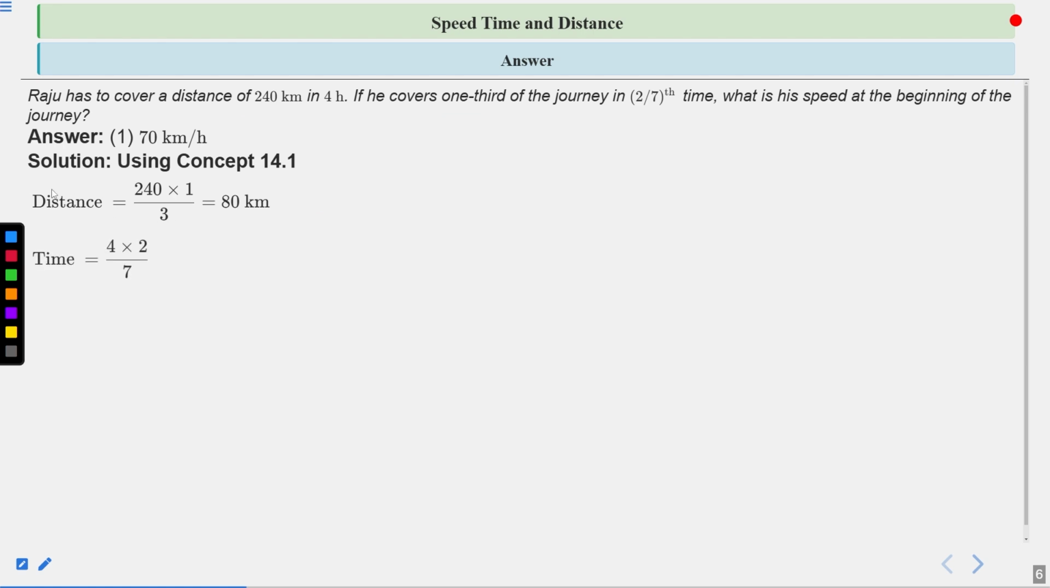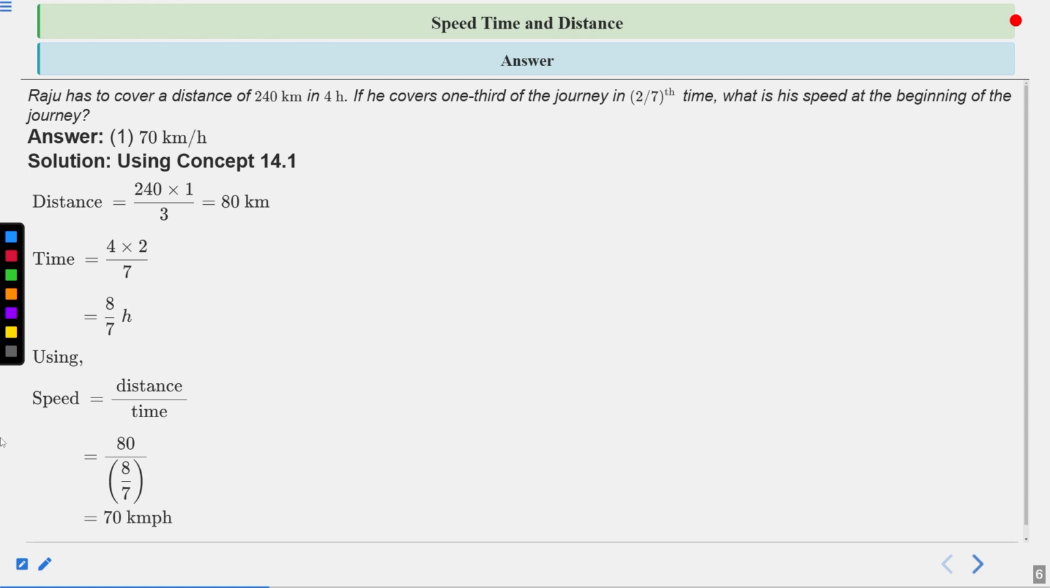So time is 2/7 of the total time. So 4 into 2 by 7, we get 8 by 7 hour. So using the formula, speed equals distance upon time, we can say that 80 upon 8 by 7. So when we simplify it, we get the speed, which is 70 km per hour. So the first one is the correct answer of this question. Next one.